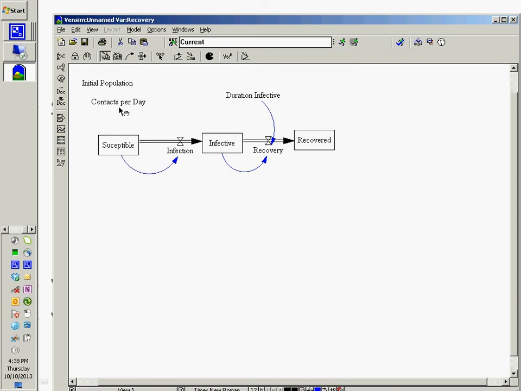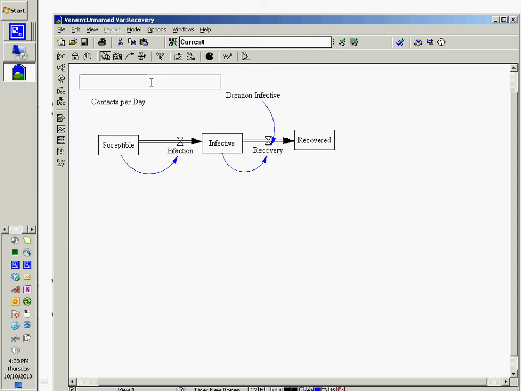I heard a probability of transmission per discordant contact. What do I mean by discordant contact? I mean per contact between a susceptible and an infective. Maybe that goes without saying, but if there's a contact between an infective and an infective, what's the chance of transmission? Zero. There's no transmission. Between a susceptible and a susceptible, zero. It's between a susceptible and an infective that there's a chance of transmission, and we'll call that beta.